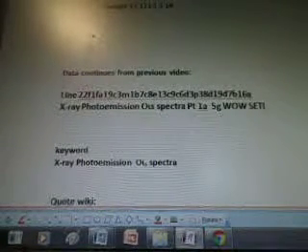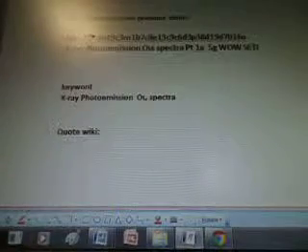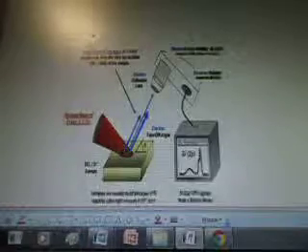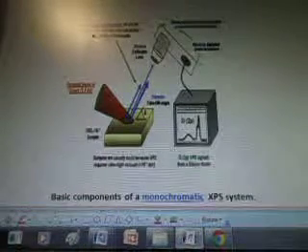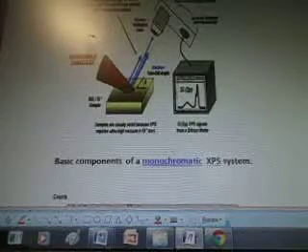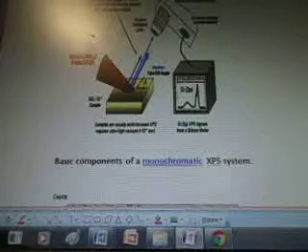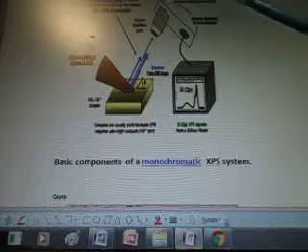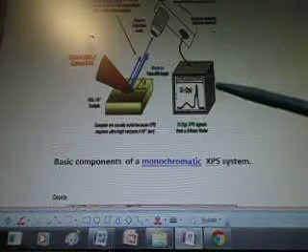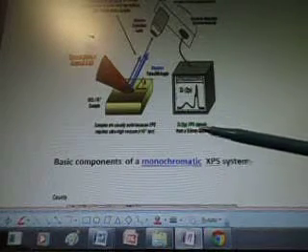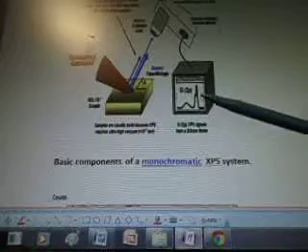X-ray photoemission spectra Part 1A was the last video we looked at. 5G Wow Seti. And then we did the keyword X-ray photoemission spectra. Okay, so this is a photo-emitted electrons picture, basic components of a monochromatic XPS system. It says electron energy analyzer, electron detector, Si 2p XPS signals from a silicon wafer.